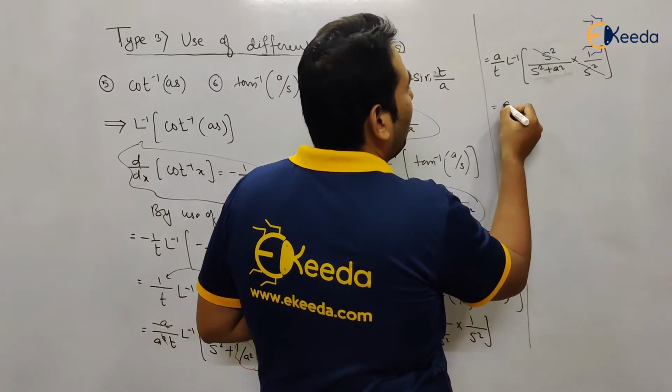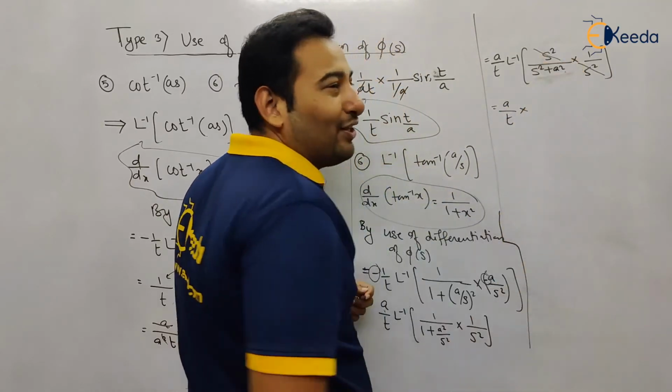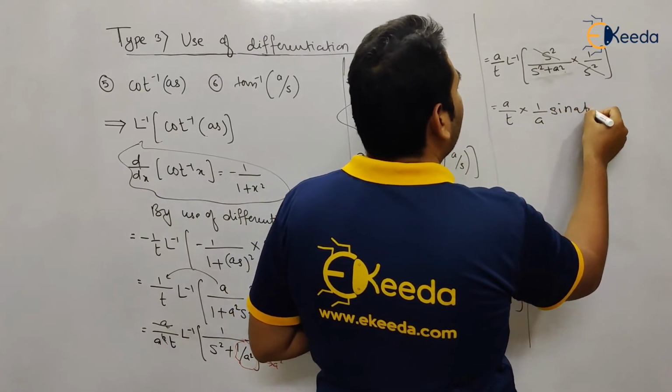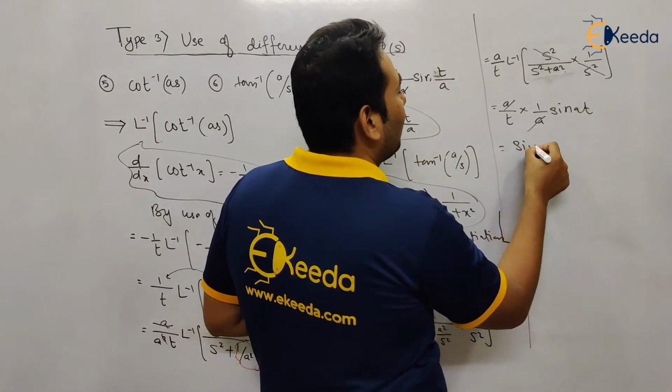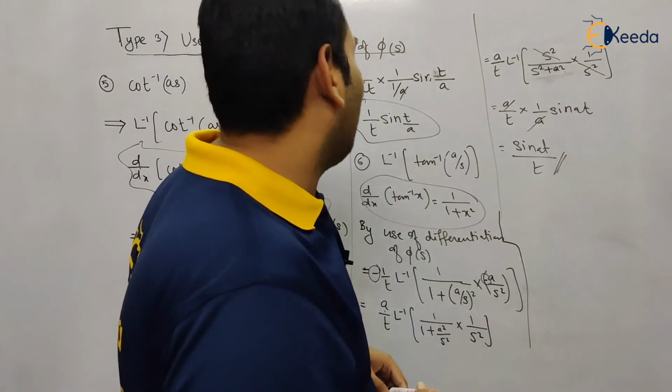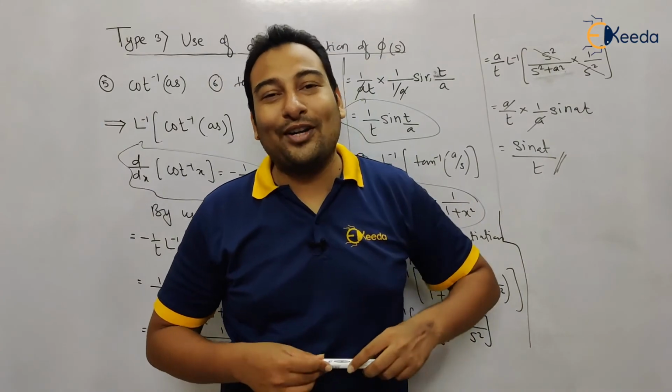That's it. Story over. A by t, 1 upon s square plus a square. 1 upon a sine at. A cancels, sine at upon t is the required solution for tan inverse of a by s. We're done with it. Hope you understood. Thank you.